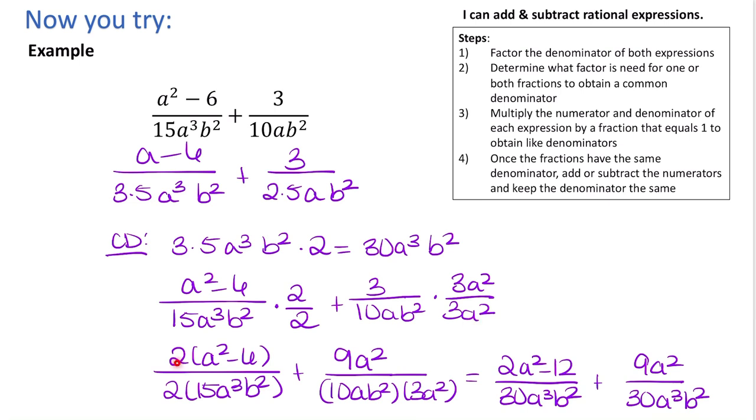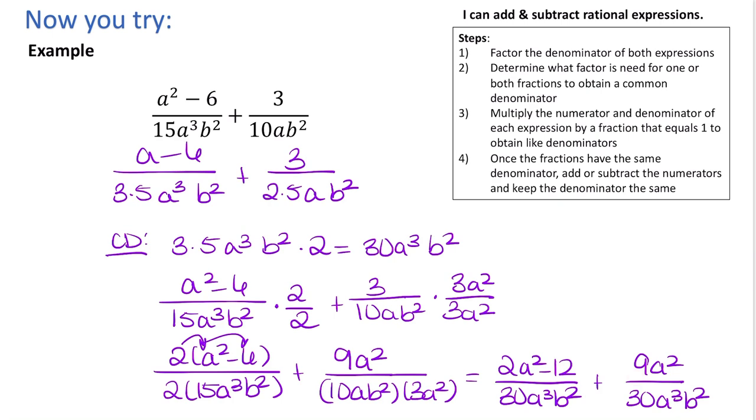When I multiply by the 2 here, that 2 needs to distribute, okay? Because this is a little bit different because that numerator is a binomial. So when I do that, that gives me 2a squared minus 12, right? And then here, when I multiply by 3, 3 times 3a squared is just 9a squared.